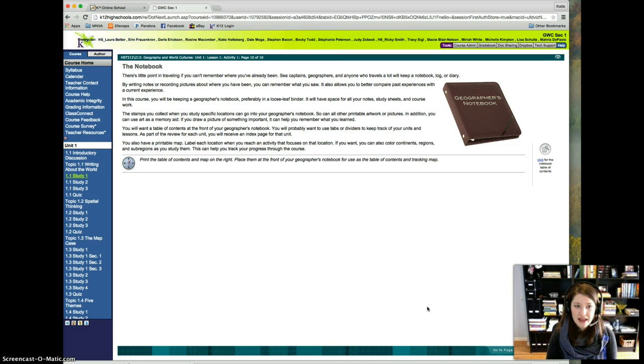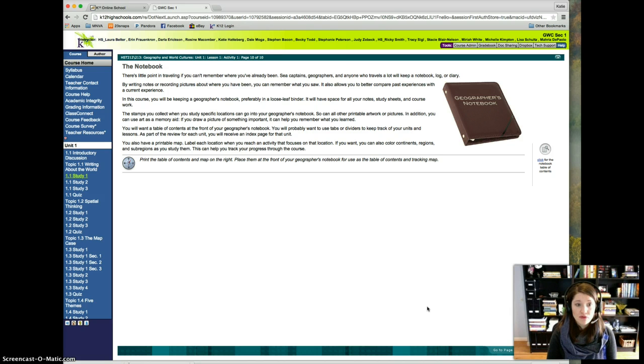The stamps you collect when you study specific locations can go into your geographer's notebook. So can all the other printable artwork or pictures. In addition, you can use art as a memory aid. If you draw a picture of something important, it can help you remember what you learned. You will want a table of contents at the front of your geographer's notebook. You will probably want to use tabs or dividers to keep track of your units and lessons.